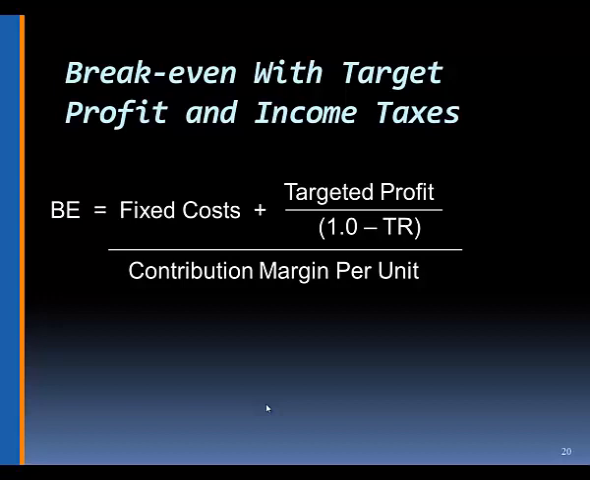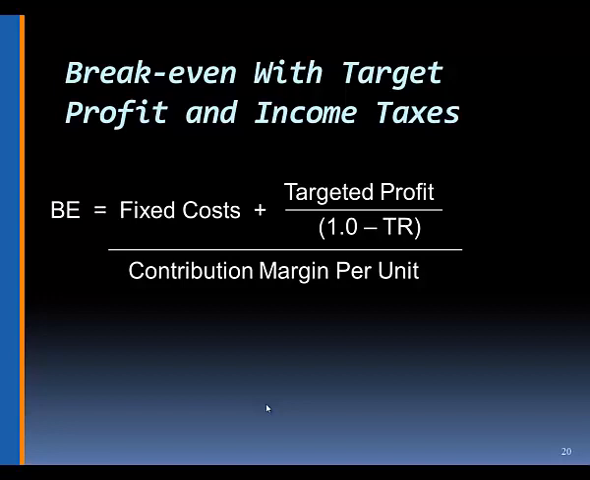Now let's take into consideration targeted profit and income taxes. We not only want to break even, but we want to make a profit, and when we talk about making a profit, then we're incurring a tax liability. So the formula for break-even at this point looks very much like the basic break-even formula. The numerator is the fixed cost, plus we have added targeted profit, divided by 1 minus the tax rate.